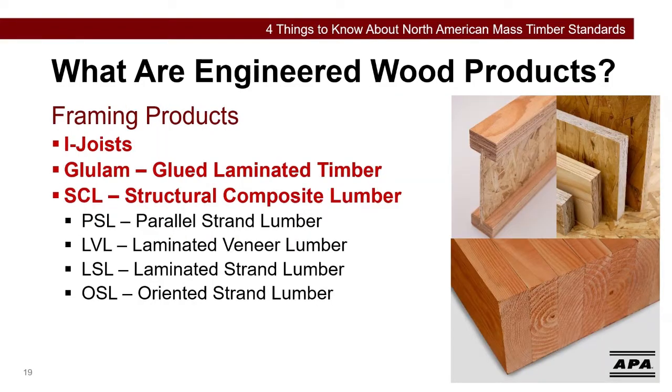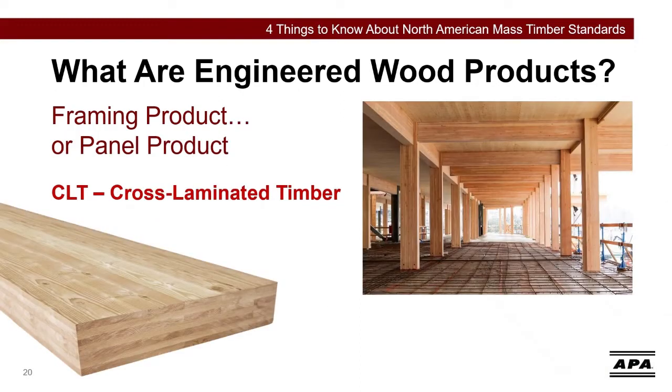Framing products are used for a variety of applications. In general, I-joists are typically used as floor joists and roof rafters. Glue-laminated timber, or glulam, are typically used as beams and columns. A group of other engineered wood products are classified as structural composite lumber, or SCL. Cross-laminated timber can be considered in both framing and panel categories.